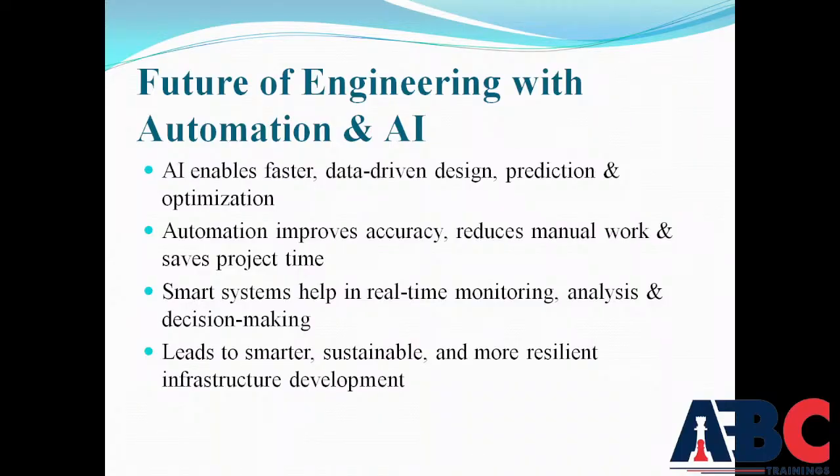And the last one is that it leads to smart, sustainable, and resilient infrastructure. AI and automation support the development of infrastructure that is efficient, eco-friendly, and prepared for future challenges. Benefits include reduced material waste as well as reduced carbon footprint, optimized energy and resource use, resilient design against climate change, and better urban planning for smarter transportation systems.